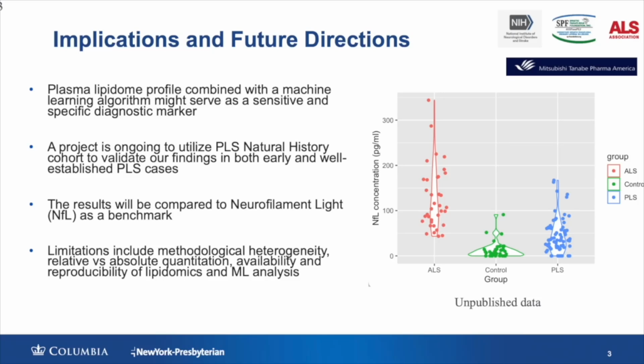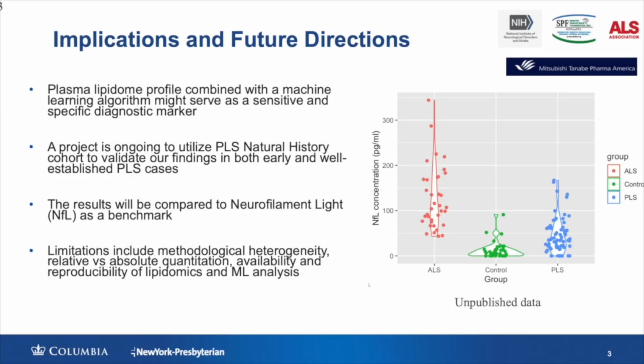We plan to also use NFL as a benchmark, which is another great candidate marker. You'll hear more about NFL in the later sessions, but with known limitations: NFL among PLS patients overlaps significantly with ALS and also with healthy controls, as shown in this figure.